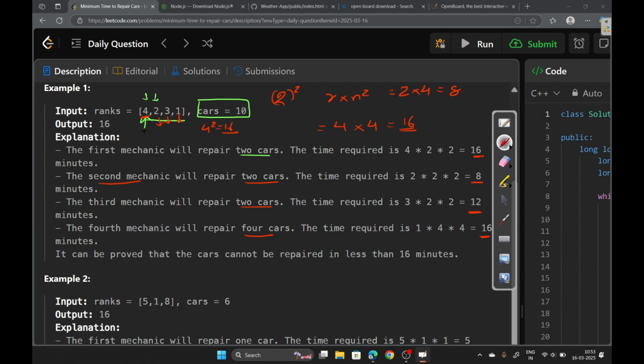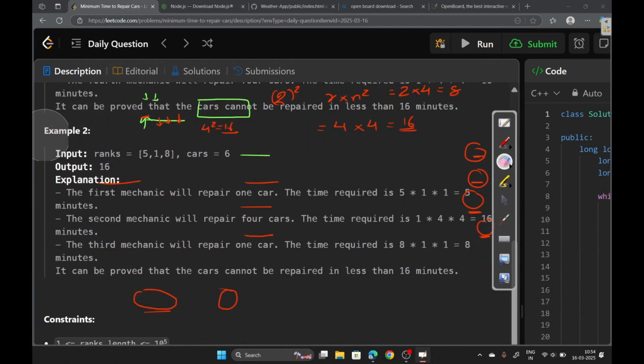See, it was written in the question that all the mechanics can start simultaneously repairing the cars. So what is the maximum time required to repair all the given cars? It is 16, so we have to return 16 in the answer. I hope I'm making some sense to you right now, because the question was somewhat tricky to understand, but now I think it's understandable. Now let us understand the other test case as well, where the ranks are 5, 1, and 8, and the cars are 6.